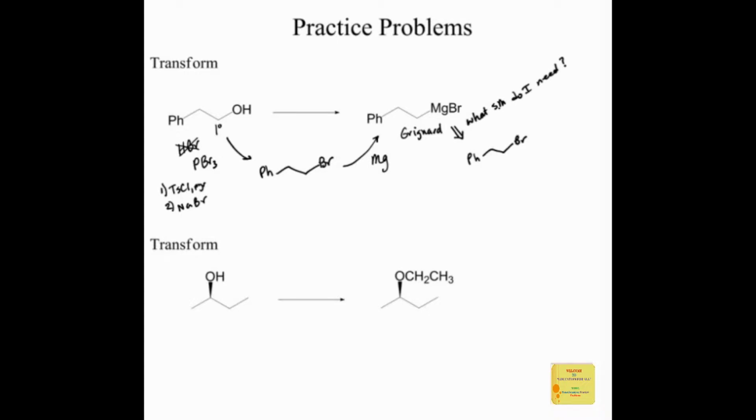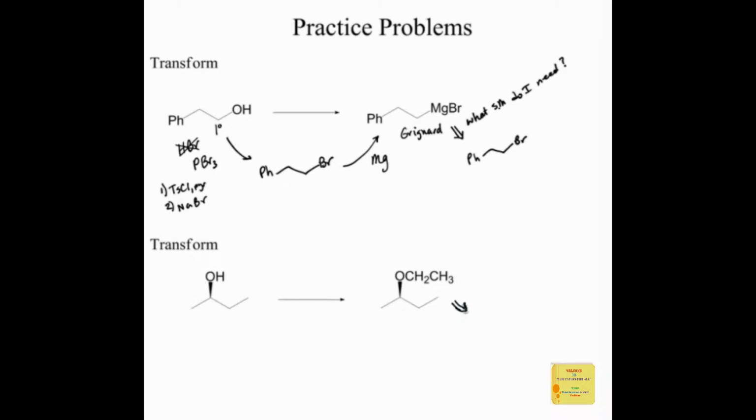Okay, how about our next one? We need to transform an alcohol into an ether. We also notice that there's some stereochemistry that will be relevant. Our starting oxygen was on a wedged bond, and this oxygen in the product is also on a wedged bond, so we're going to need to take that into consideration when we come up with our strategy.